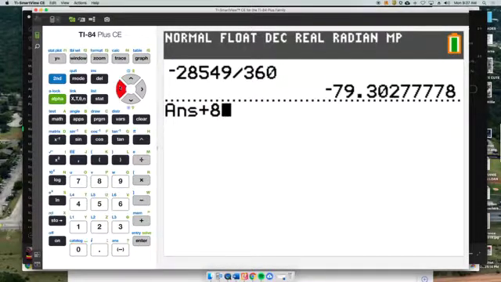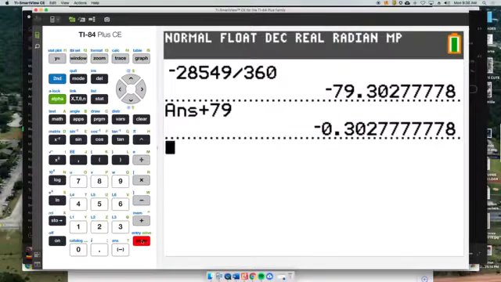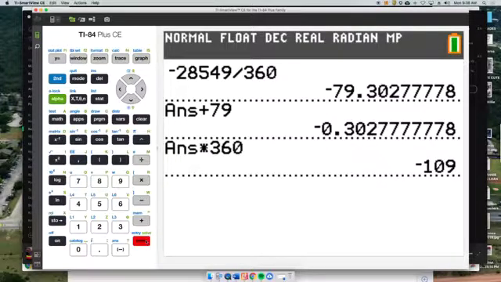I'm sorry, that's one way to do it. Let me not teach you that way. Let's just type in plus 79. Let's just get rid of the whole number part, and notice the decimal part's preserved. See that? So get rid of the whole number, and then we're going to remultiply by what? 360, because that's rotations, and you get negative 109.